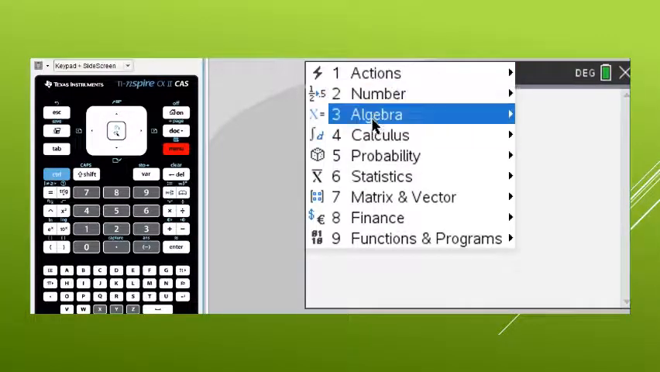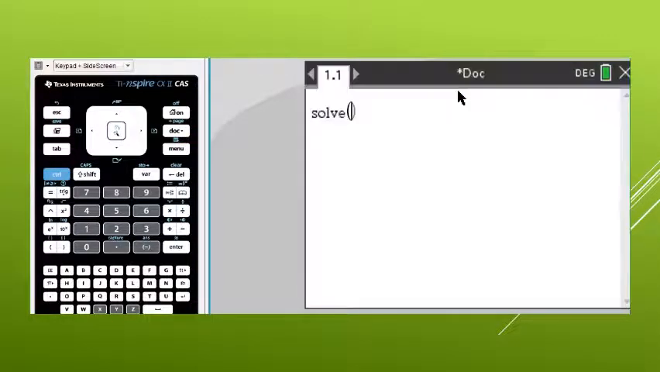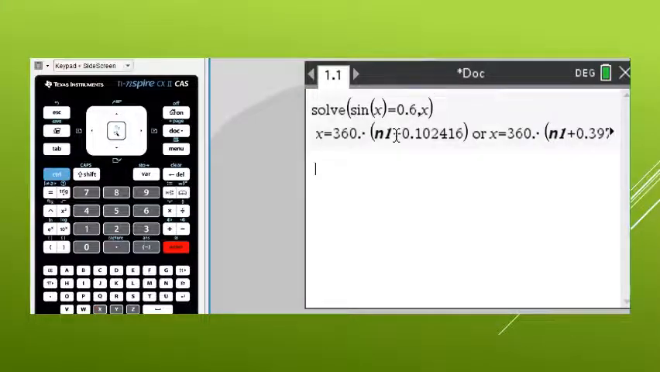If we go to algebra and select solve, if I type the first equation, which was sine of x is equal to 0.6 and type comma x, I'm going to get an answer that at this stage we won't understand what it means. It's more for the Year 12 Methods course and Specialist. So you'll see it's got these funny n1s in here. Doesn't mean a lot to us. The reason is that there's lots and lots of answers here.